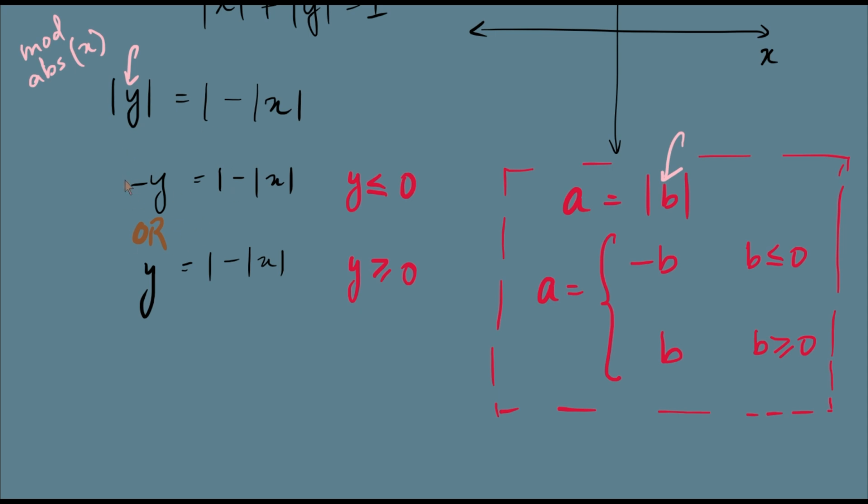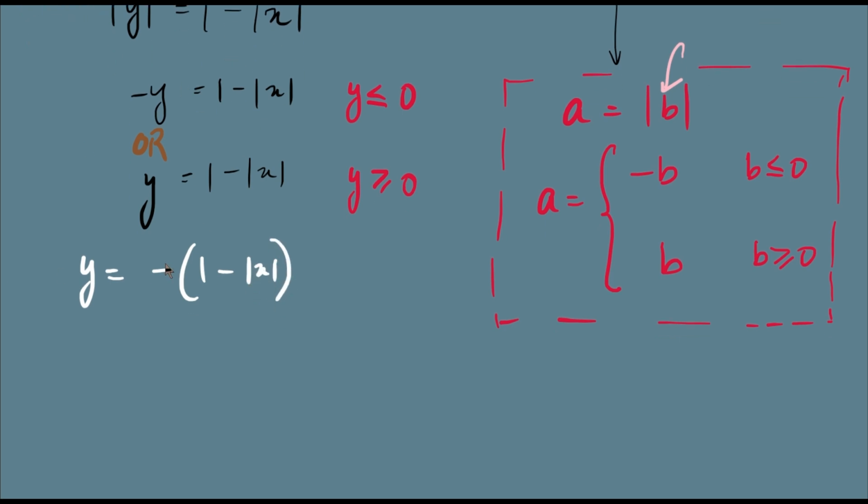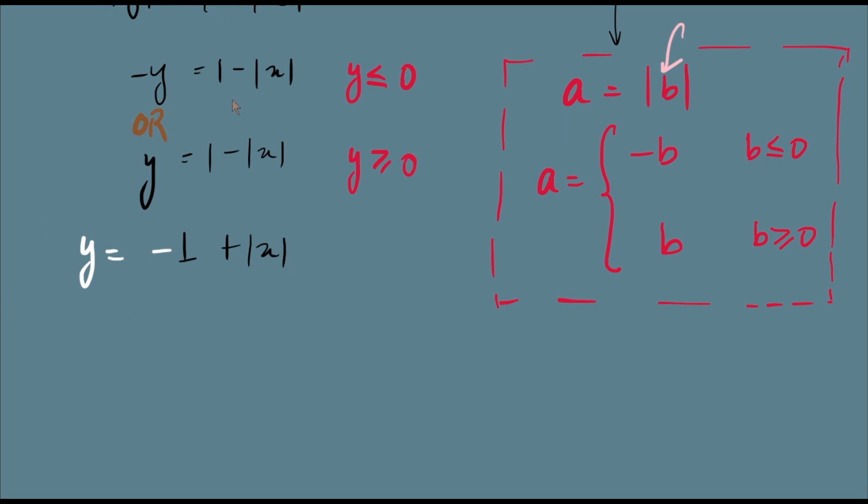Maybe I'll just make y the subject of the formula again by multiplying both sides by a negative sign. I'll rewrite both the equations. Y is equal to negative 1 minus mod x, or let me even simplify it. If I distribute negative 1 to both the terms, I'll rewrite it as negative 1 plus mod x, and the other equation becomes y is equal to 1 minus mod x.